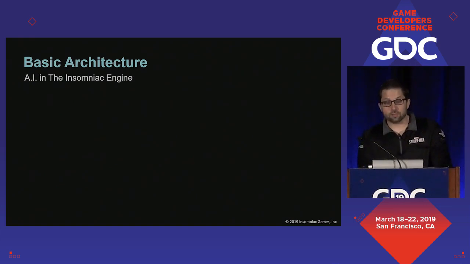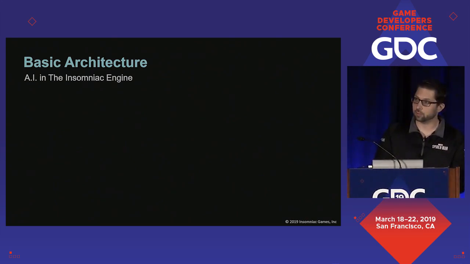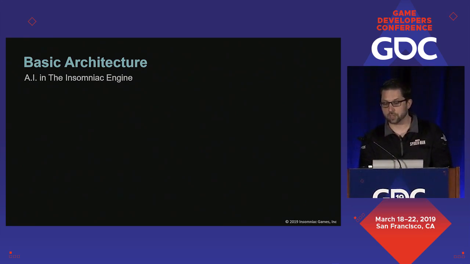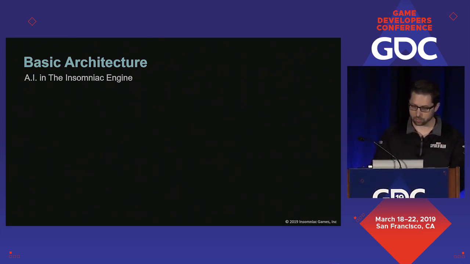Let me begin by briefly describing how we organize our AI behavior at Insomniac. We have our own proprietary engine, and the vast majority of our code is written in C++. This is the general architecture that's been in use since about 2012. From here on, I'm going to also use the term AI and bots interchangeably.